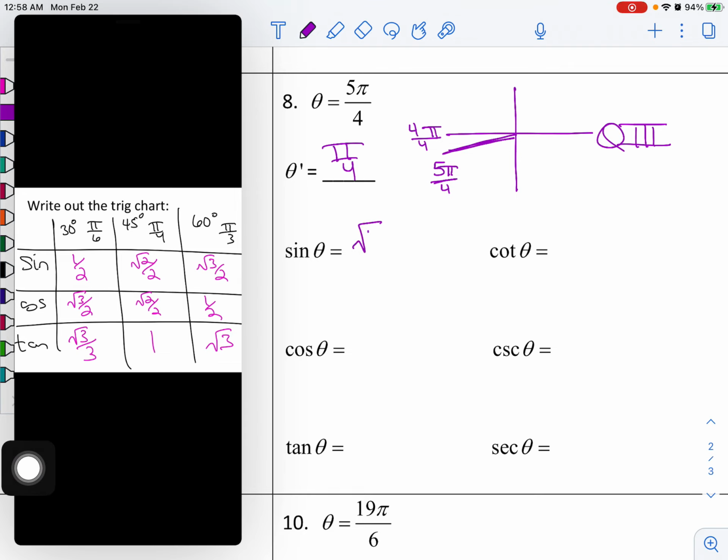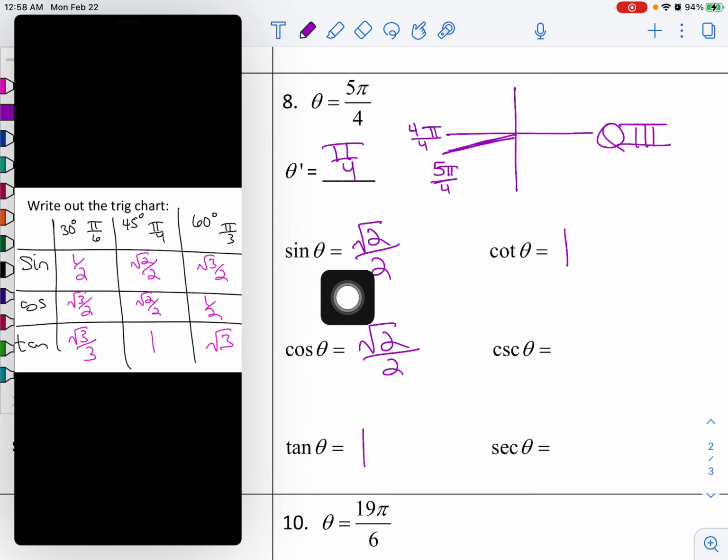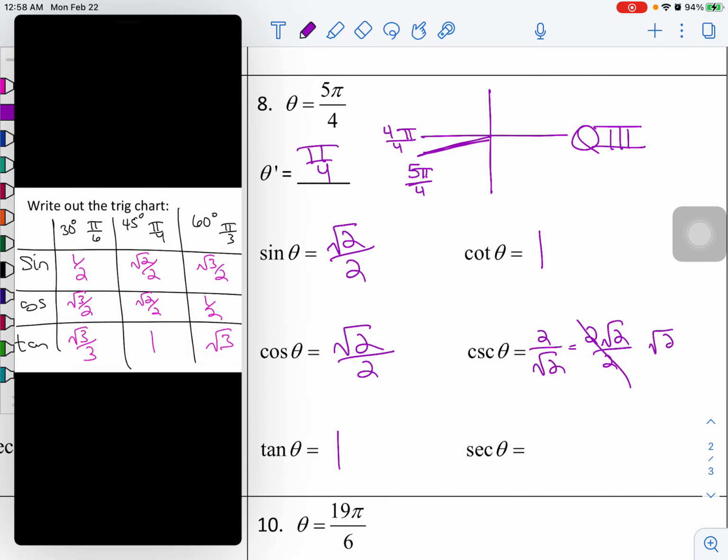So that's going to be the root 2 over 2, root 2 over 2, and 1. So let's go ahead and label those out. Root 2 over 2, root 2 over 2, 1. Reciprocal functions, cotangent is going to be 1. Cosecant and secant, if I flip this fraction over, so this would be 2 over root 2, and I rationalize it, it becomes 2 root 2 over 2. Well, those cancel, leaving just root 2. Secant would be the same thing.